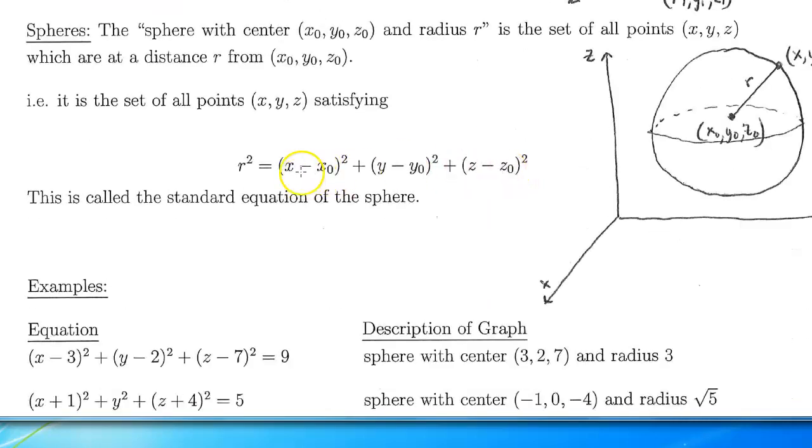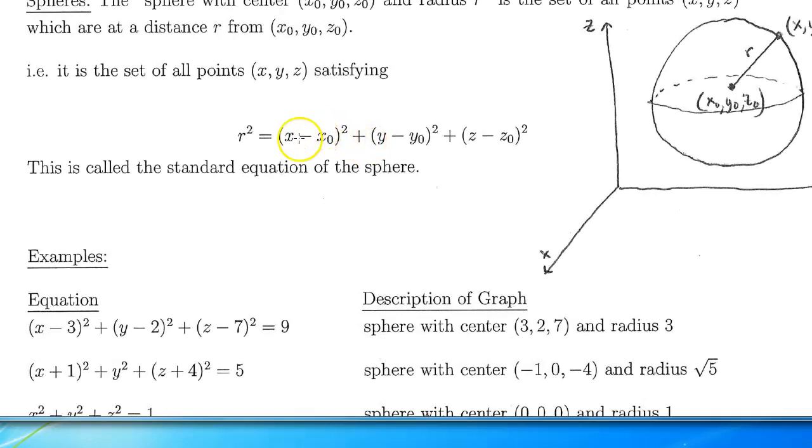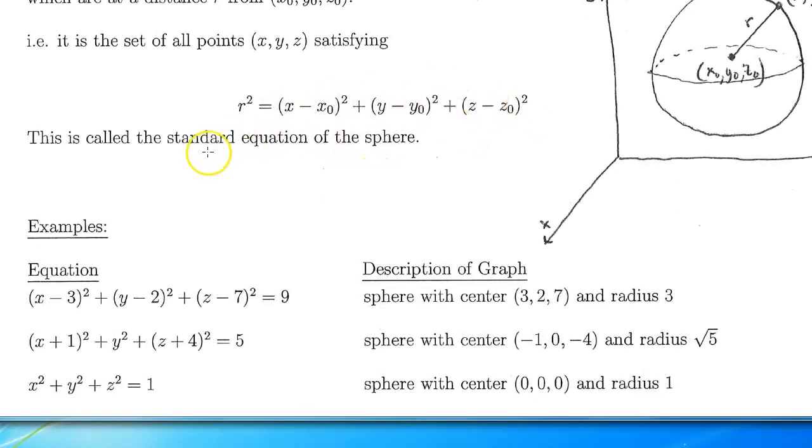Now, we're using the letter r instead of d, because r is the distance here. And then instead of using x1, y1, z1, and x2, y2, z2, we're using x, y, z. That's like our x2, y2, z2. And we're using x naught, y naught, z naught. Okay, well, anyways, we get this formula. The formula, again, comes from the distance formula. This is called the standard equation of a sphere.